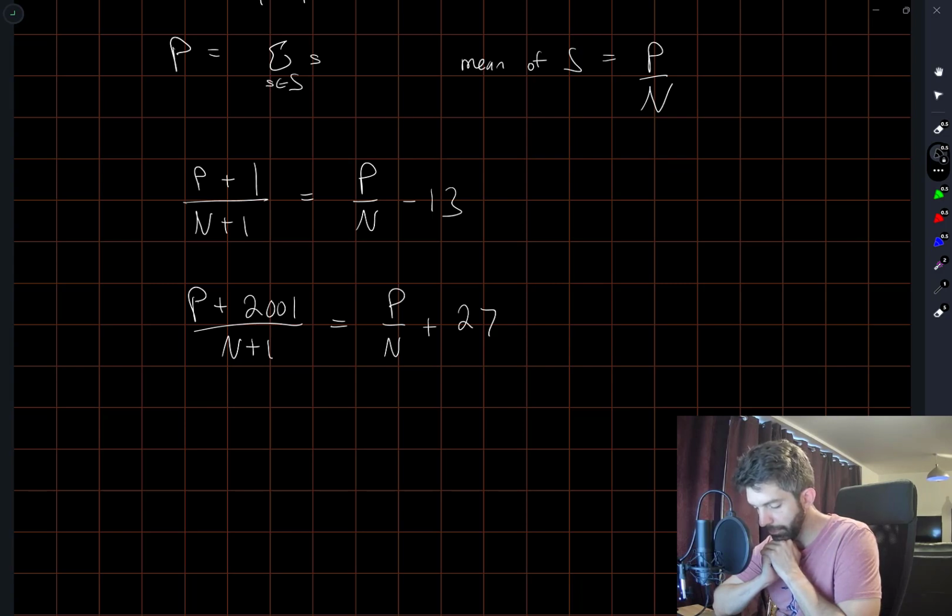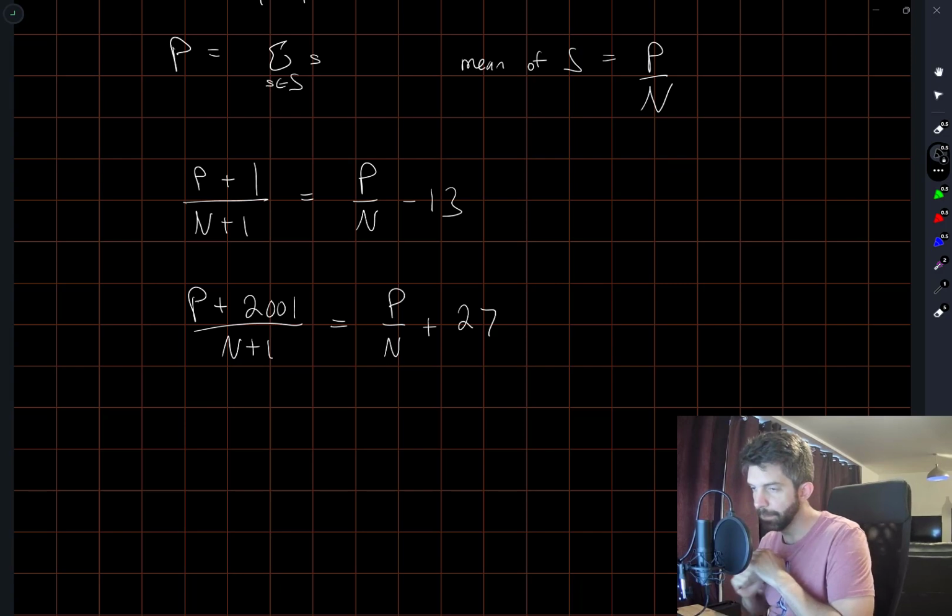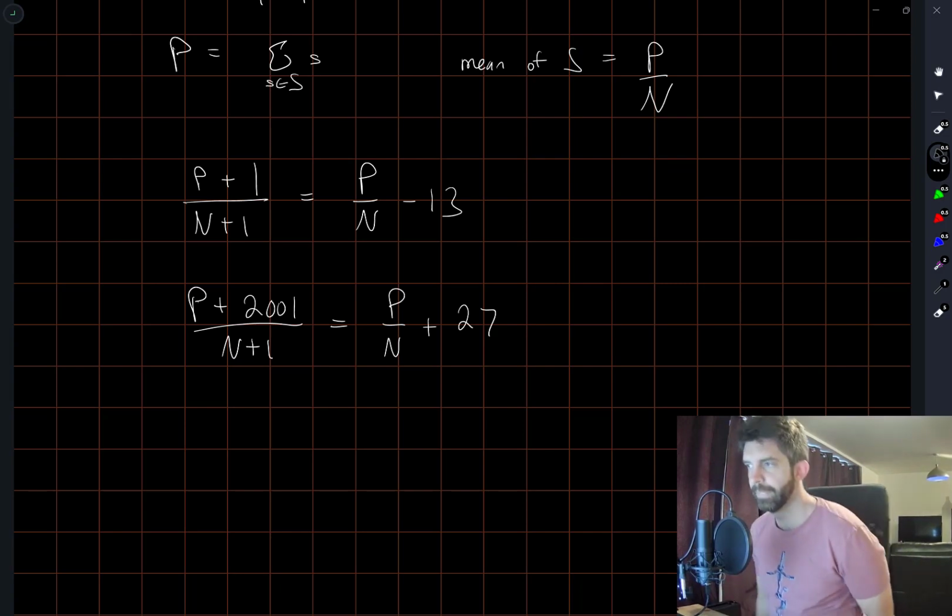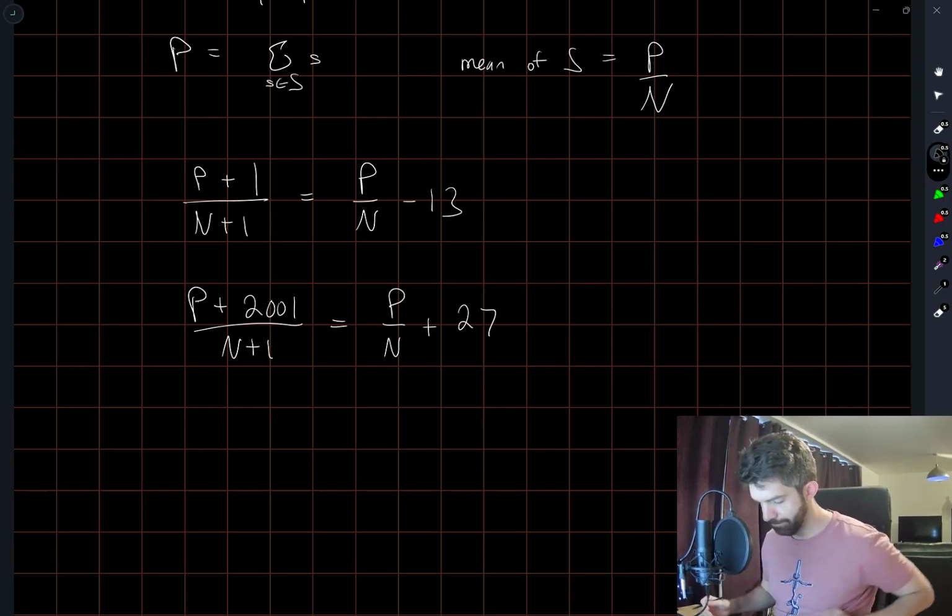Will it be useful to solve for N in terms of P or vice versa? I don't know. I'm just going to play around with some algebra here. I don't really have a well thought out plan for what direction I'm going to take to solve these equations, but I'm just going to mess around and hope something nice happens.